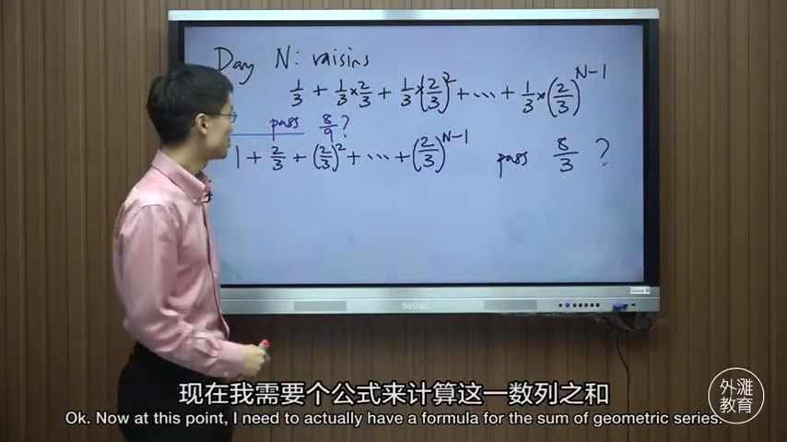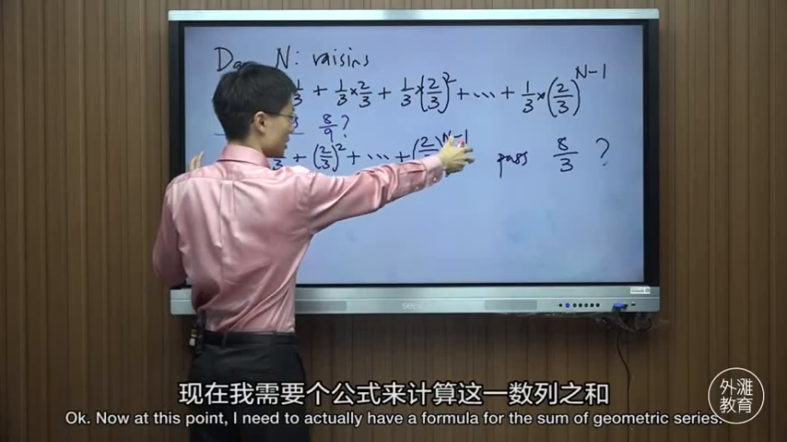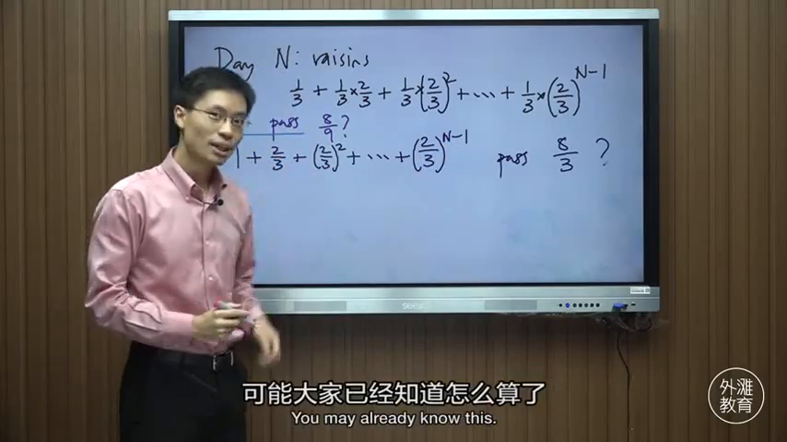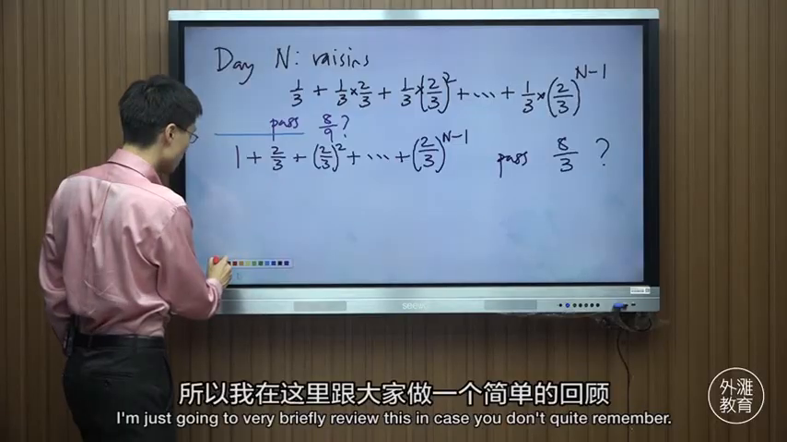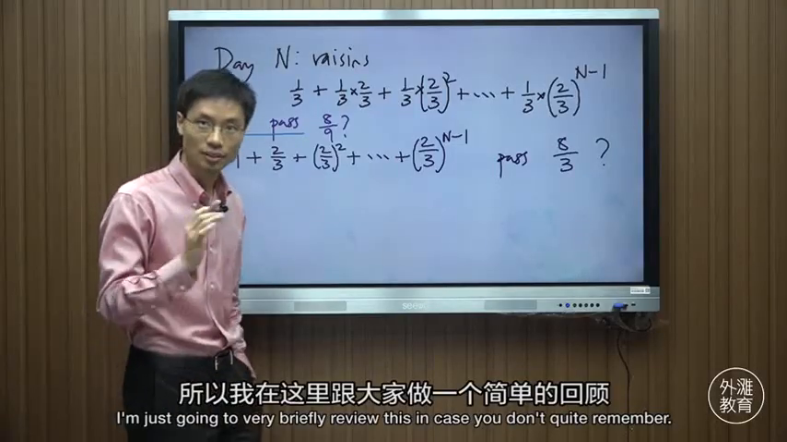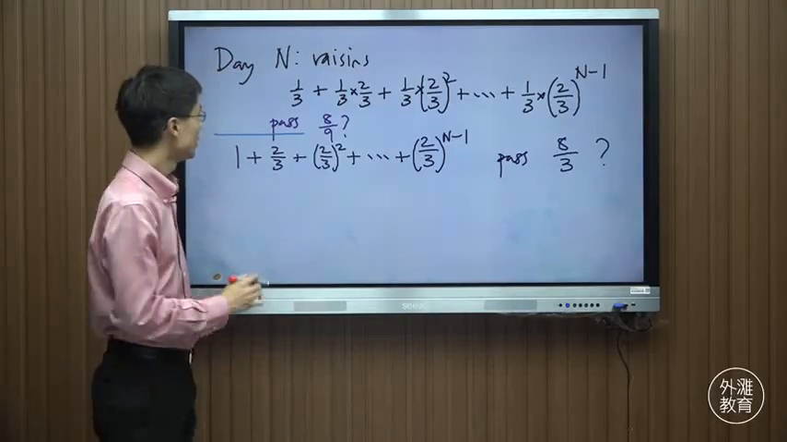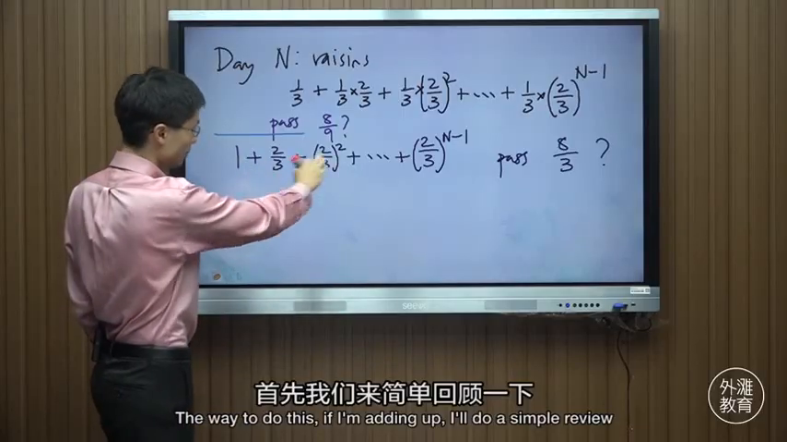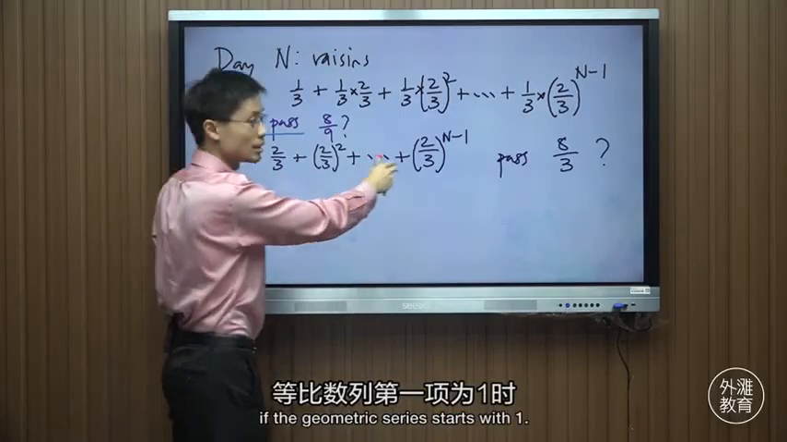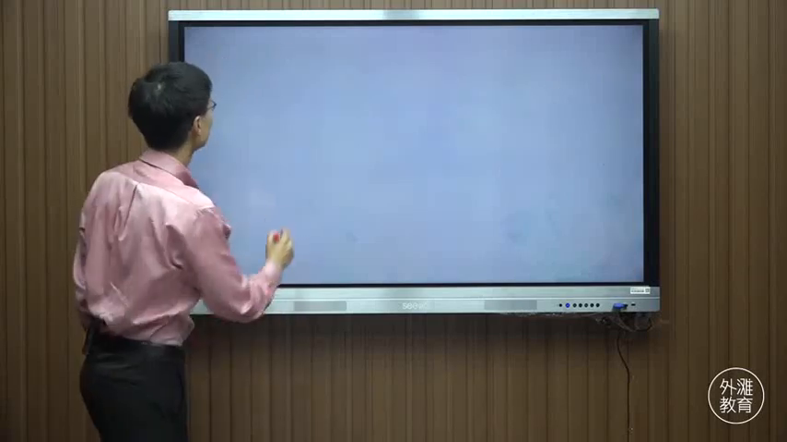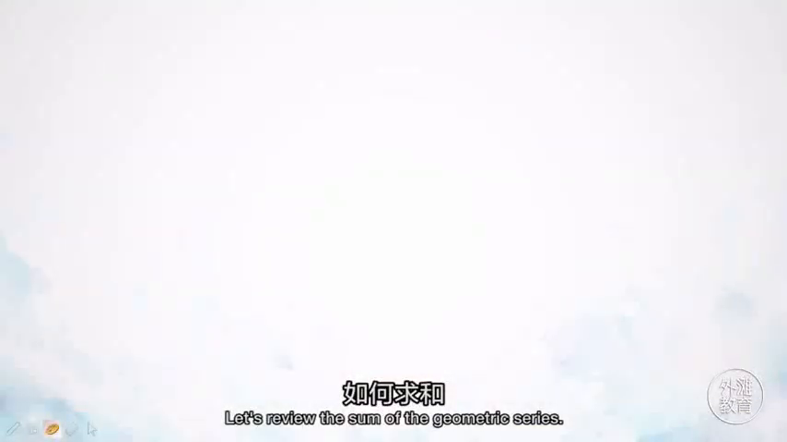Okay, now at this point, I need to actually have a formula for the sum of a geometric series. You may already know this. I'm just going to very briefly review this in case you don't quite remember. The way to do this, I'll do a simple review of the sum of the geometric series if it starts with 1.